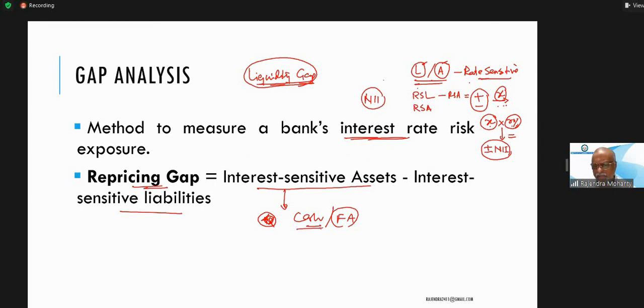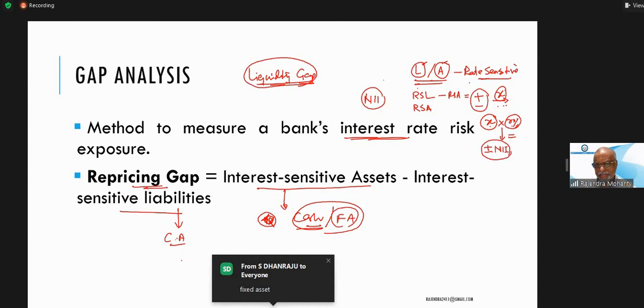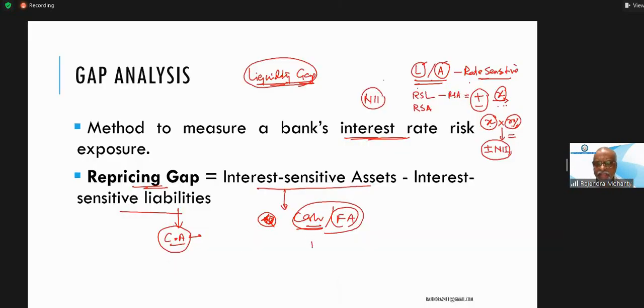So here we are talking about current account. Yes, that is on the liability side. So basically current account does not earn any interest, so we can place it in the insensitive category. Similarly, if NPAs are available, the NPA asset is also not earning. So NPA is also an interest insensitive asset.